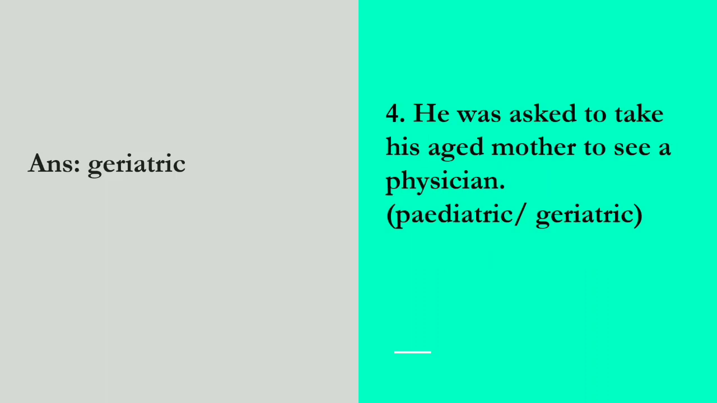Now let us look into the next question. He was asked to take his aged mother to see a physician. Two options are pediatric, geriatric. And of course, here also you need to find the meaning of the two words. A pediatrician is a doctor who takes care of children, who is specialized in child care. Similarly, the term geriatrics means the study of old age, and a geriatrician means a person who is well equipped to take care of the old. So he was asked to take his aged mother to see a physician. Here the answer is geriatric.